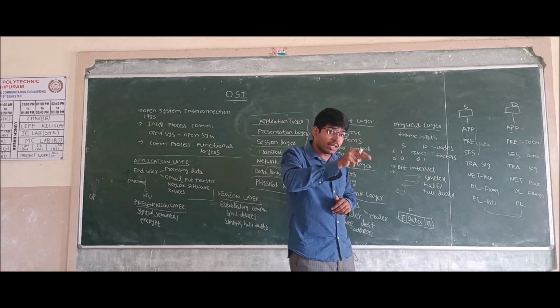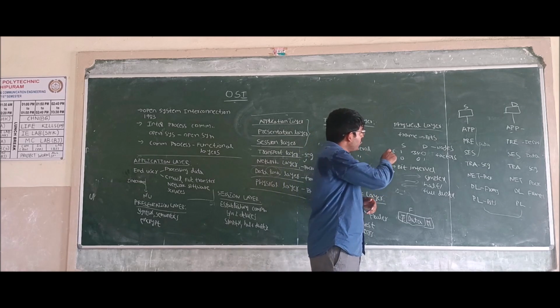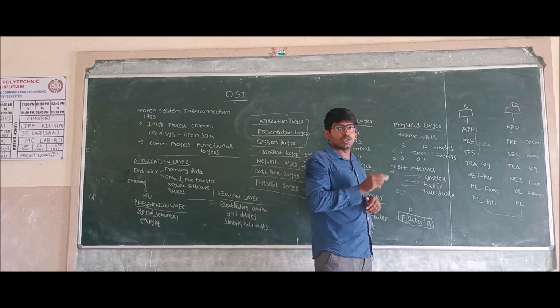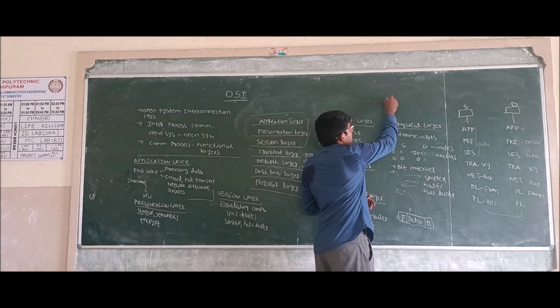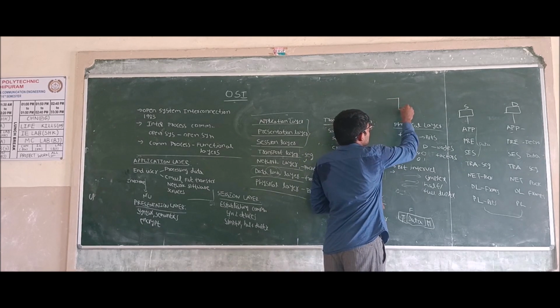Now there is another problem. Now we are sending this bit 1 and bit 0. For example, I have sent this bit 1 and this is bit 0.